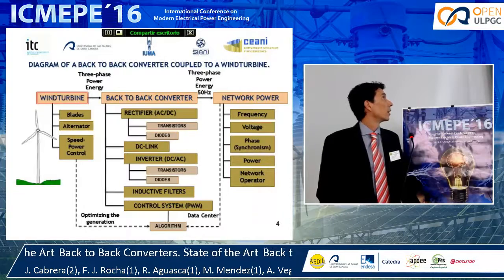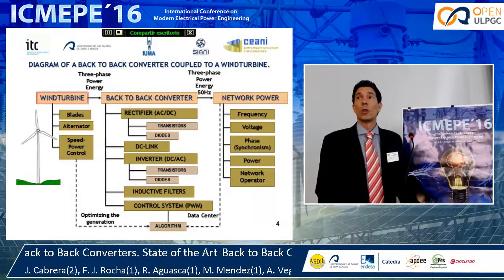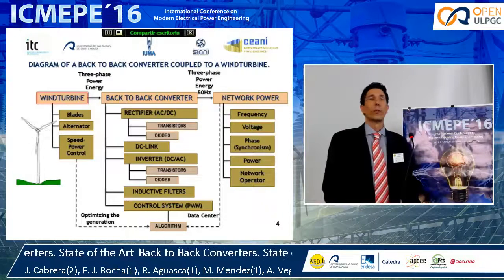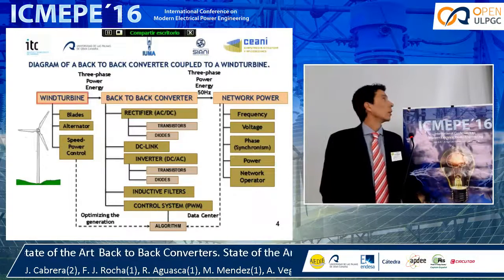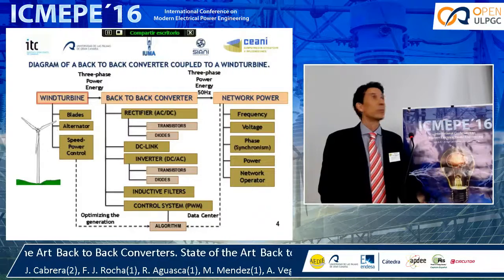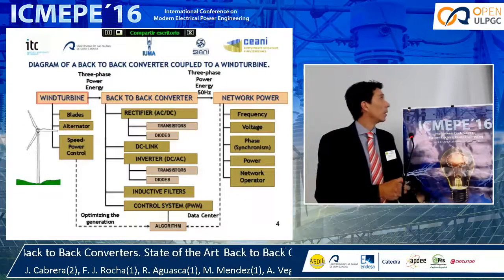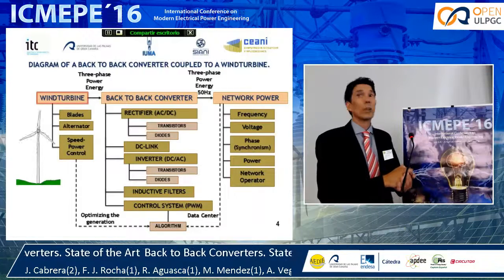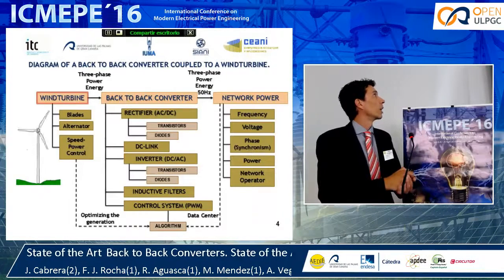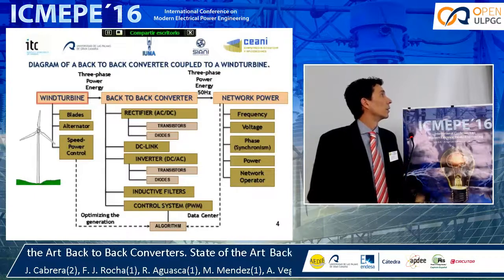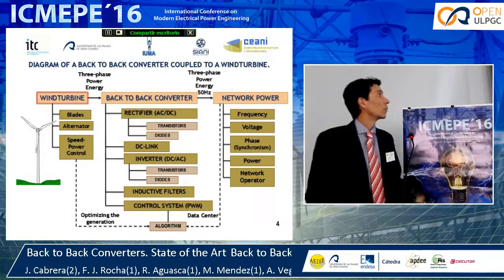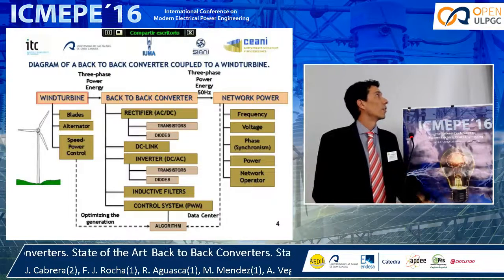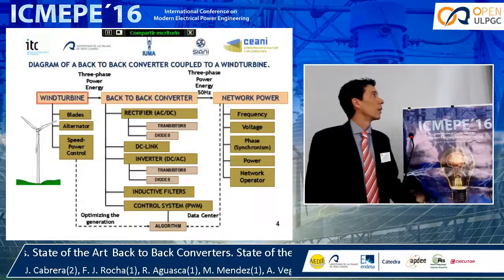Well, here is a diagram of how this converter works. It's widely used for wind turbines, windmills, and farms. On the left side we have the wind turbine with its parts: the blades, the alternator, and the speed and power control. In this block, the converter features are summarized.